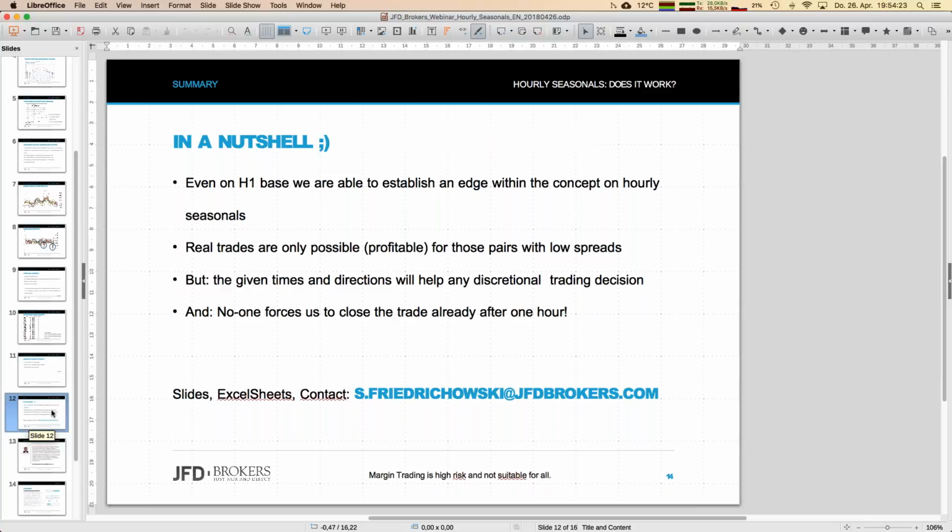So that is hourly seasonal. So does it work? Answer yes. Let's go for those pairs with low spreads. And we need a good broker for that. And with JFD, we have exactly that kind of broker. So we have been able to transfer the concept of DAX seasonal with a day of the week to hourly seasonals, forex pairs. So we have extended our trading universe to 29 possible pairs. So we have got enough underlyings to even increase our trading activities if we want. And that kind of concept works, and that's good.